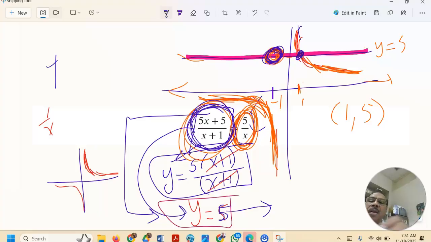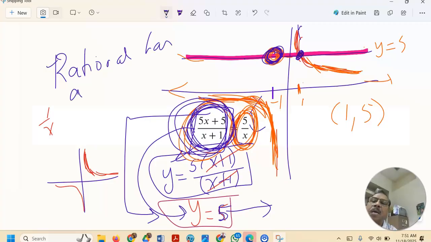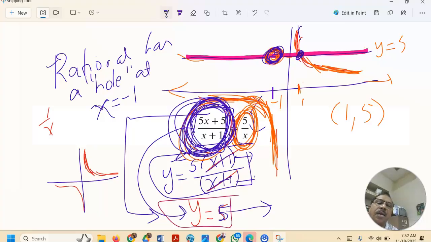On the left, this rational function has a hole. What is the meaning of a hole at x equals -1? It is because this factor crosses out. These two factors, up and down, are the same. The moment they cancel out, it means there is no vertical asymptote for this graph. There is no vertical asymptote. So I hope that makes clear what the meaning is.